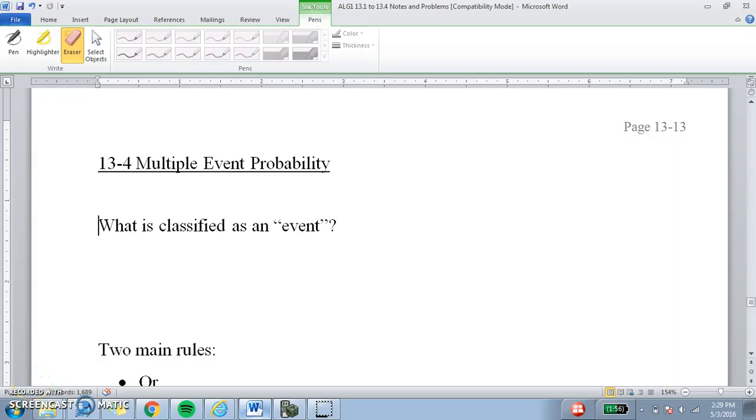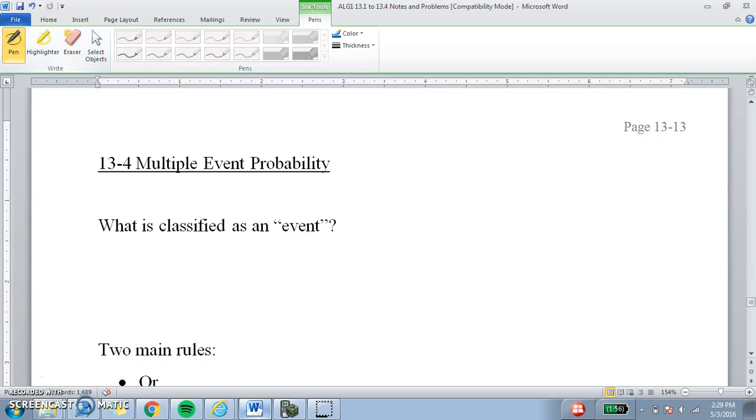This is Algebra 1, Section 13.4, Multiple Event Probability. In this section, we're going to be talking about how to find the probability of more than one thing happening, either at the same time or one or the other. So what is classified as an event? An event is just anything that happens, anything that we're trying to determine the probability of.